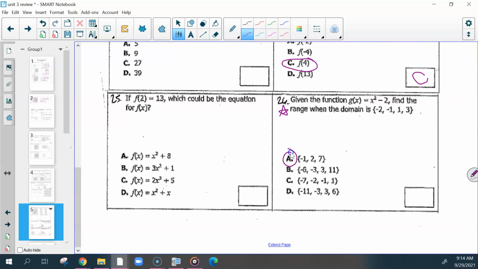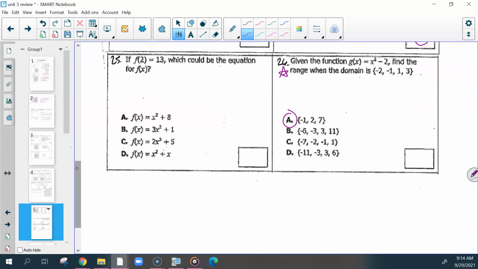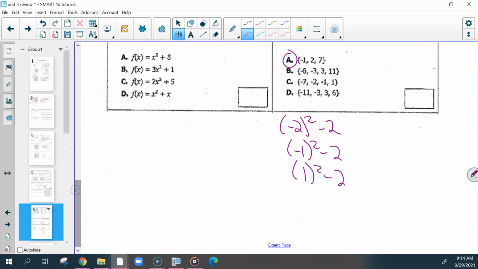Remember, you cannot have repeats. If this wasn't multiple choice, your work would look like this. -2 squared minus 2. -1 squared minus 2. 1 squared minus 2. And 3 squared minus 2. That would be your work.